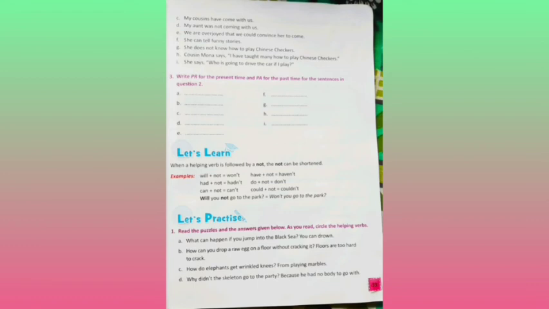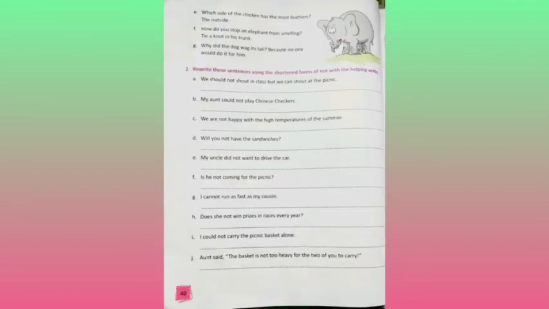Number 2 and number 3 also. Number 3 is simple, you just need to write PR for present time and PA for past time. When a helping verb is followed by not, then not can be shortened. Will plus not, won't, had plus not, hadn't, can plus not, can't, have plus not, haven't. So this is page number 39, and read the puzzles and the answers given below as you read and circle the helping verbs. Then this one is page number 40.